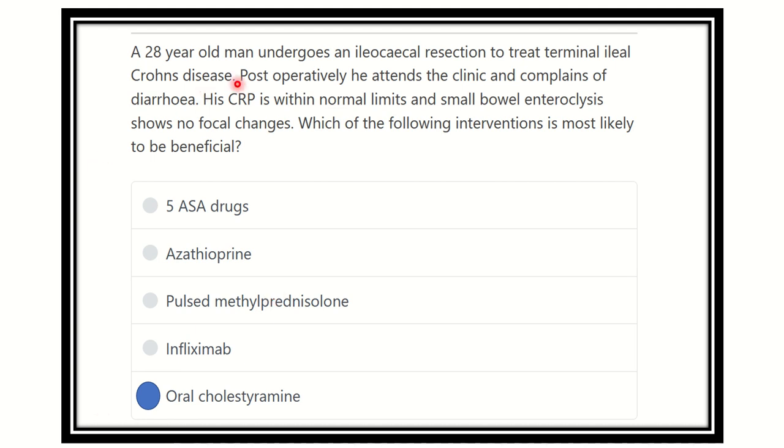So again here we can see the ileocecal resection, and after this ileocecal resection two important problems develop. One is decreased absorption of vitamin B12, and another is the bile salt is not absorbed, and as the bile salt is not absorbed it causes diarrhea. On the other hand, bile salt lack in the blood finally causes gallstone. And the CRP is within normal limit, that means there is no active inflammation like Crohn's disease. So our answer is the oral cholestyramine.